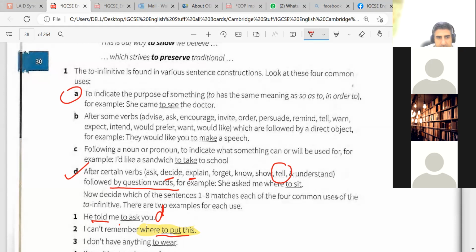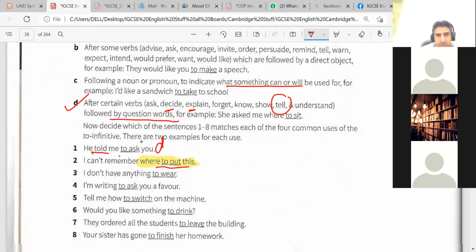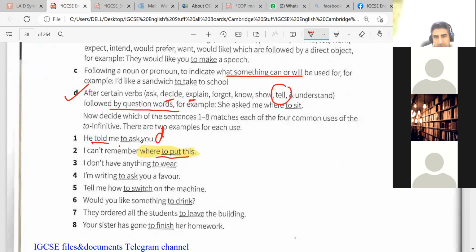Here. What about C, Khalid? Following a noun or pronoun to indicate what something can or will be used for. If you read C again, 3, I don't have anything to wear. I don't have here anything, a pronoun. So after this pronoun, you should use the infinitive. So the right answer is what? C. Exactly. Jury, are you with me? Yes. Can you please answer 4?